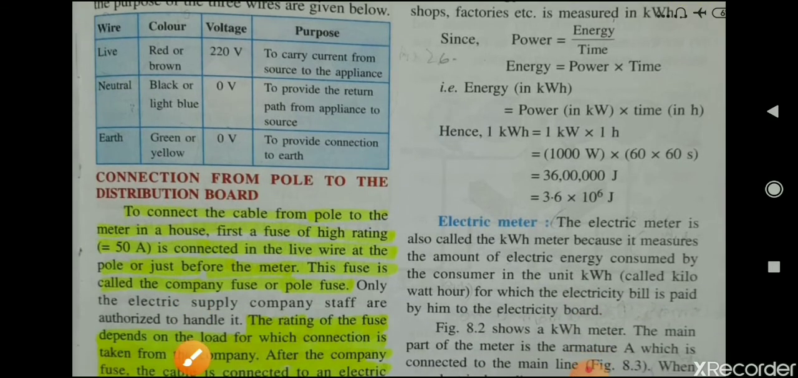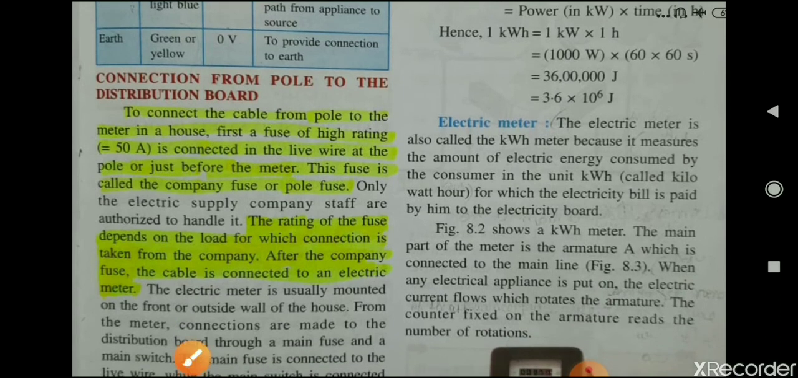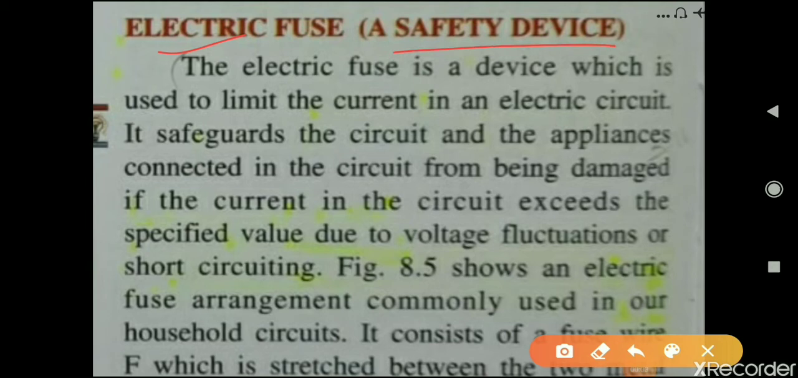Now electric meter. Electric meter is also called the kilowatt hour meter because it measures the amount of electrical energy consumed in unit kilowatt hour, for which the electricity bill is to be paid. Now, electric fuse. Electric fuse is a safety device that is used to limit the current in an electric circuit. It helps us to prevent our electrical appliances from damage if an excess amount of current flows in the circuit.